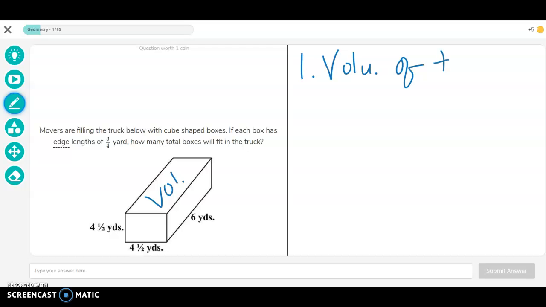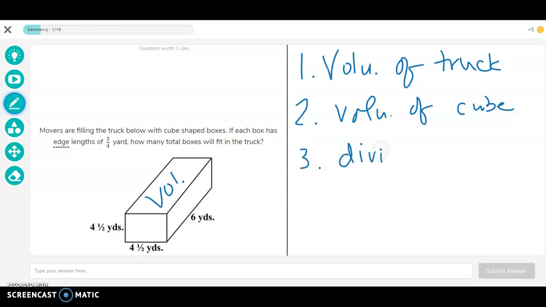Volume of the truck, so think of like a semi-truck. And then they're putting cubes in there that are 3/4 of a yard. So you need to find the volume of the cubes. And then you want to divide volume of truck by volume of cubes. Okay, so I'm going to do the math paused and then it'll bring it up for you. I'll explain it, then I'll pause it and go to the next step, and then I'll show you step 3.